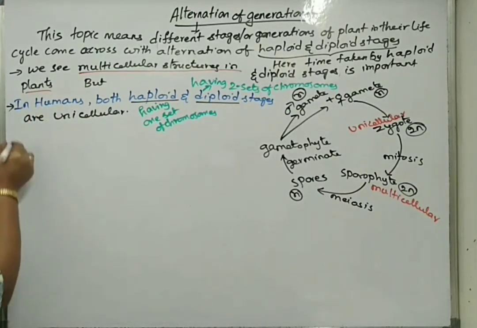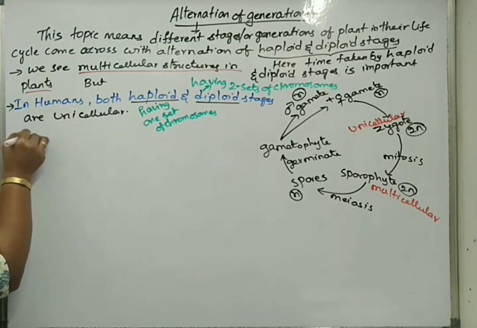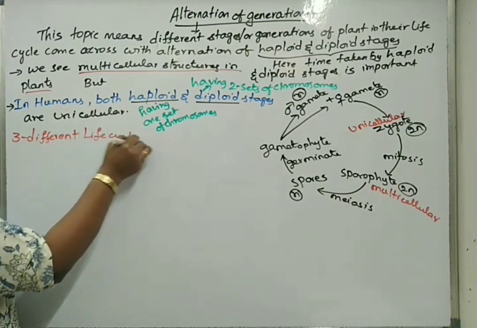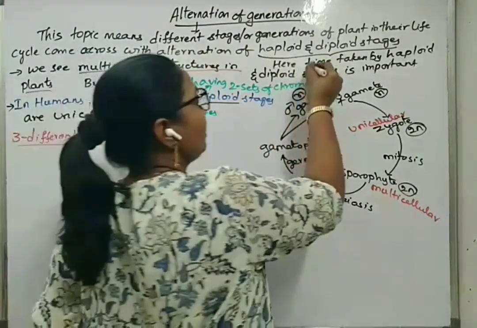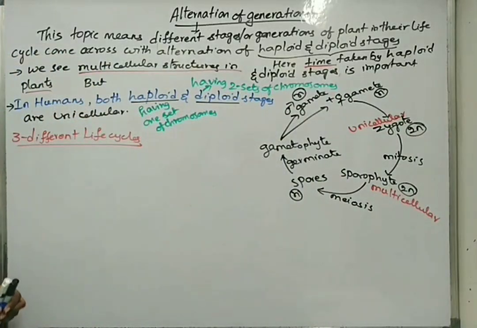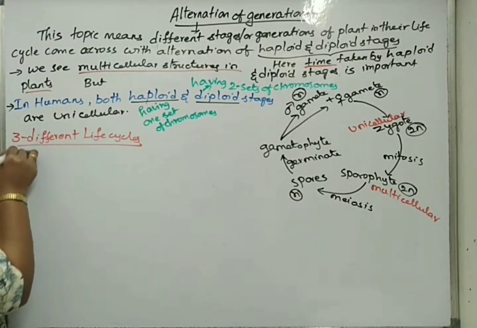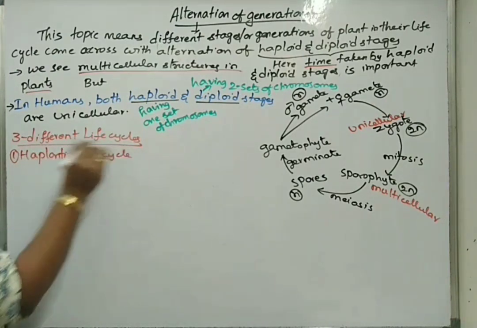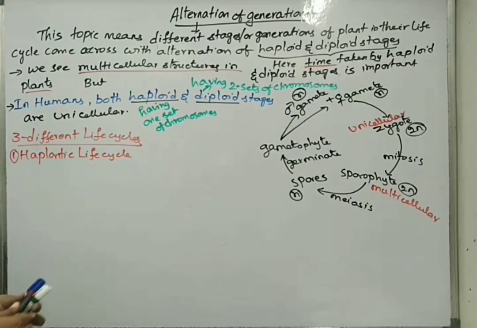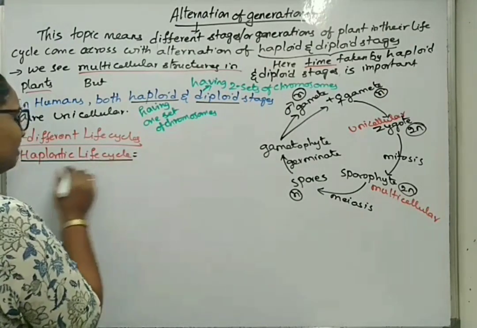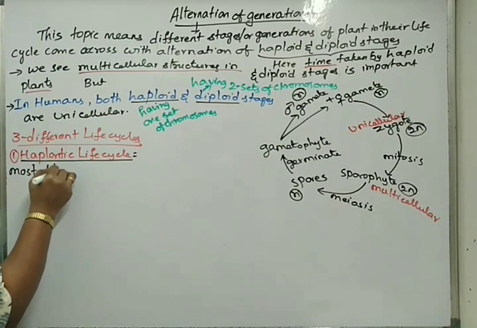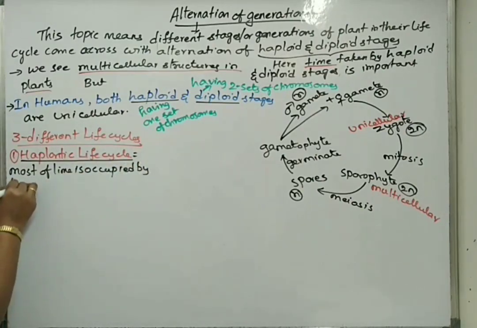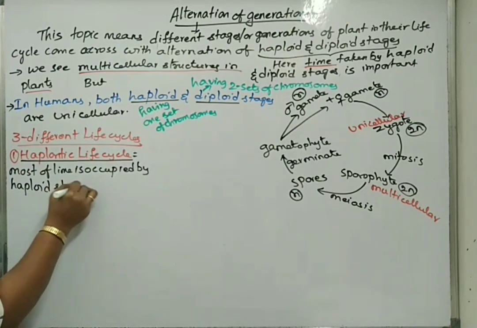Now, here we see three different types of life cycles. We said that the time taken by haploid and diploid stages is what explains this whole concept. First one, haplontic life cycle. It means most of the time in the life cycle is occupied by haploid stages.